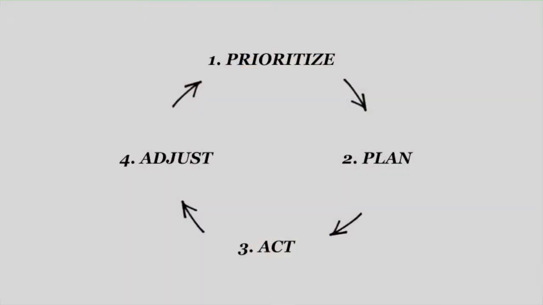It's important to remember that these 4 steps are not linear. They work best when used in a continual cycle, just like this image shows. So there you have it, the simple 4-step framework to help you plan anything. Prioritize, plan, act, and adjust.